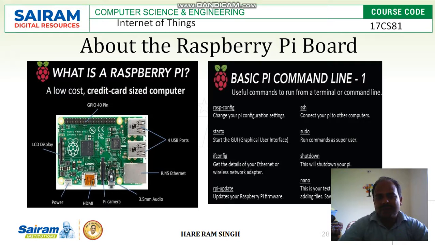Now, basic Raspberry Pi command line one. Useful commands to run from a terminal or command line. So, what are the commands? How to handle these Raspberry Pi? These Raspberry Pi can be handled using commands, many commands. So, let us see one by one all the commands. So, first command is raspi-config. It changes your Pi configuration settings. It changes our Raspberry Pi configuration. Next, startx. It starts the graphical user interface.